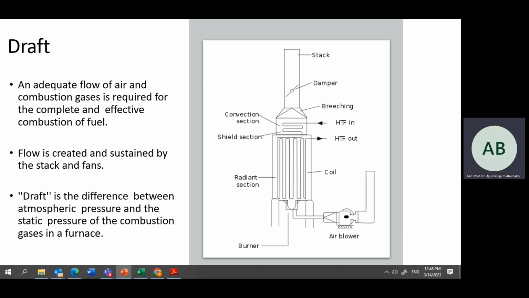Draft is equipment to push or pull the air into the combustion chamber. Draft is the difference between atmospheric pressure and the static pressure of the combustion gases in the furnace. If you don't use any draft, the air will flow naturally at atmospheric pressure. If you have draft, you push the air into the furnace at a certain temperature and certain pressure.